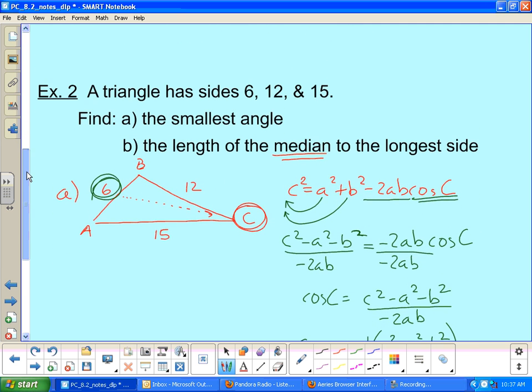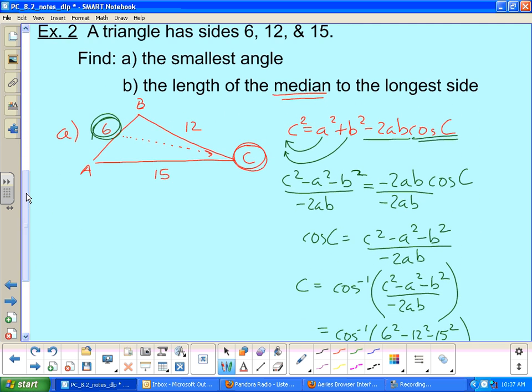What about part B? What's the length of the median to the longest side? So the definition of a median, do we remember what that is? The middle, yeah, it does something to the middle.